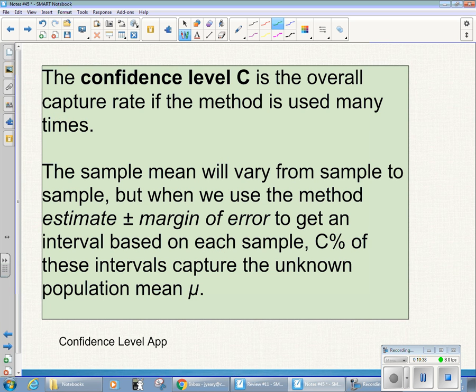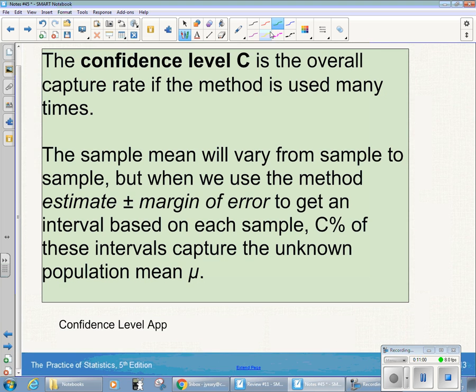All right, here's what's a little bit different, and I will try to do my best on this video. It probably won't come out the most clear, but I can formalize it when I get back to class and you have a chance to ask some questions and I can get some feedback from you. So the confidence level C is the overall capture rate if the method is used so many times.